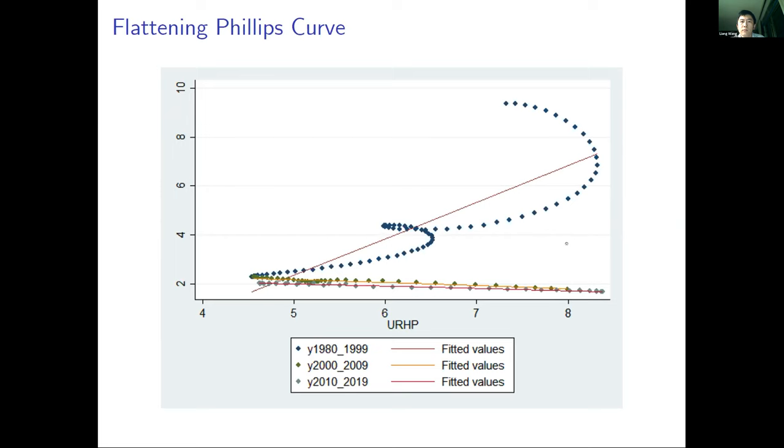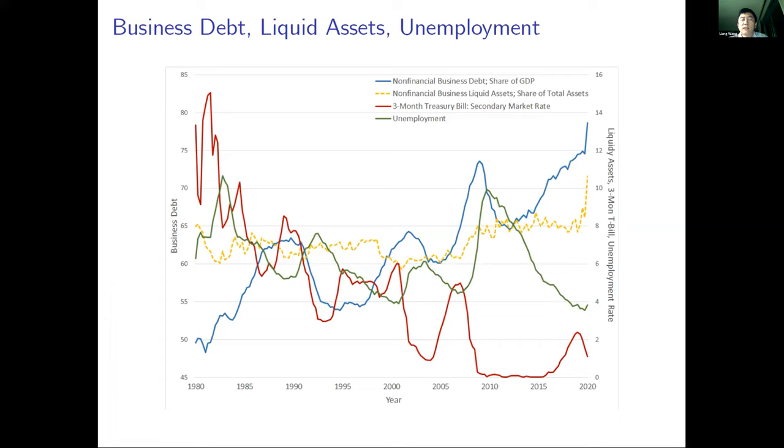So why do we look at that? Now I'm going to the second picture, where I'm going to show you the trend of several different time series. In particular, look at the one with the blue color. This one shows the non-financial business debt as a share of total GDP. The red one is the 3 months treasury bill secondary market rate, which is what we use as the interest rate. Since 1980, there's been a clear upward trend of the non-financial business debt. I'm going to call this the business debt ratio, just for short. In the same time period, you see a clear downward trend of the nominal interest rate.